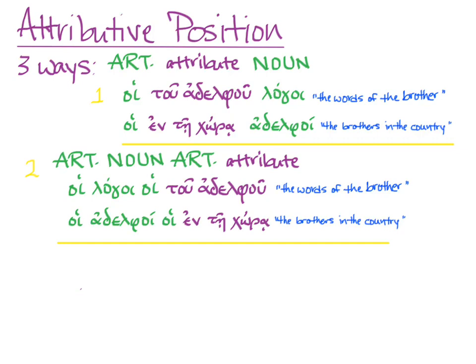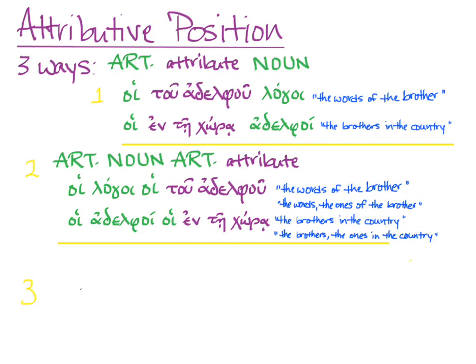If you want to distinguish the meaning between these 2 types of attributive position, you could think of the second as the article tack-on way, and almost as a "I forgot it and let me add on," and then you could translate the words, the ones of the brother, or the brothers, the ones in the country. But truly, that's overstating the distinction. You can translate both ways the same.